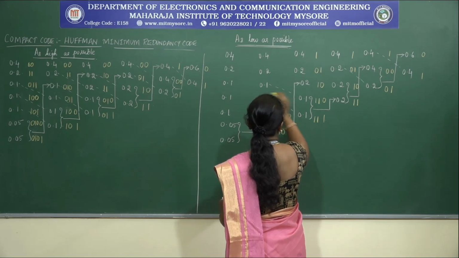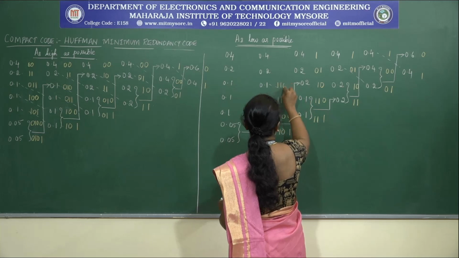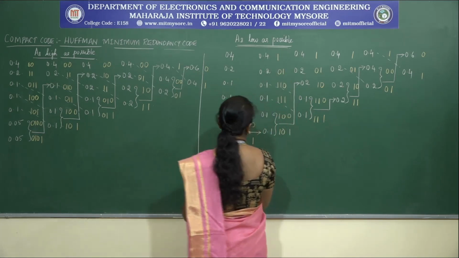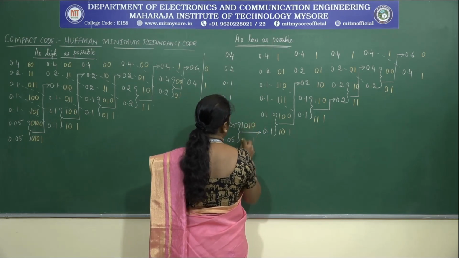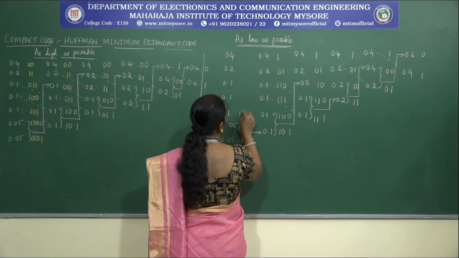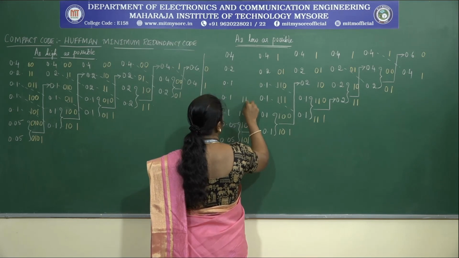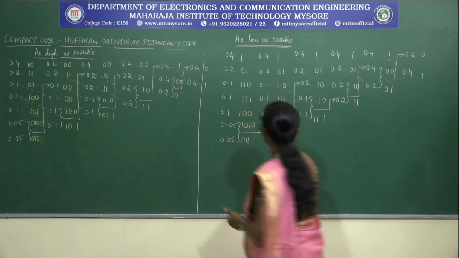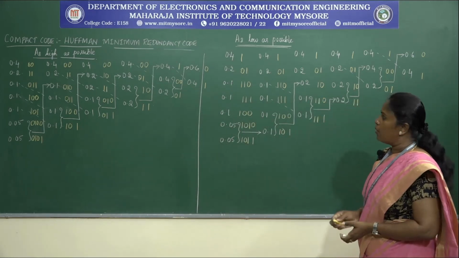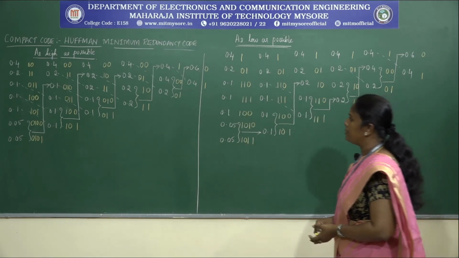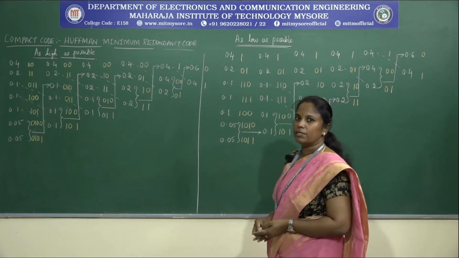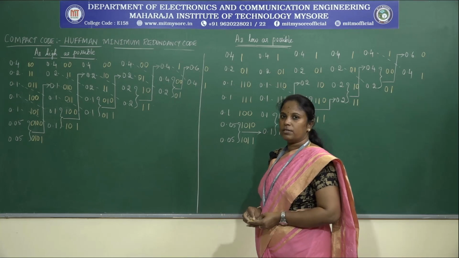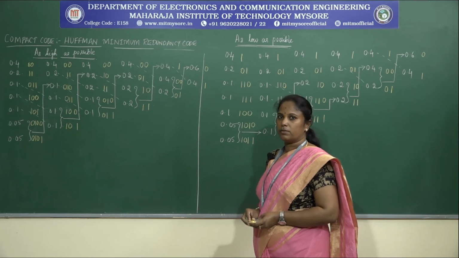0.1 value is 111. 0.1 value is 110. 0.2 is 0 1. 0.4 is 1. Then for this we have 101. 0.1 is 100. This is 111, 110, 01 and 1. So this is how we will be finding it for the as low as possible condition. Similarly for this, you calculate the minimum average length L, then code efficiency, entropy as well as variance. Thank you.